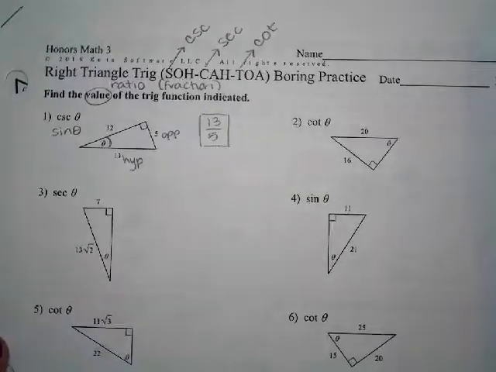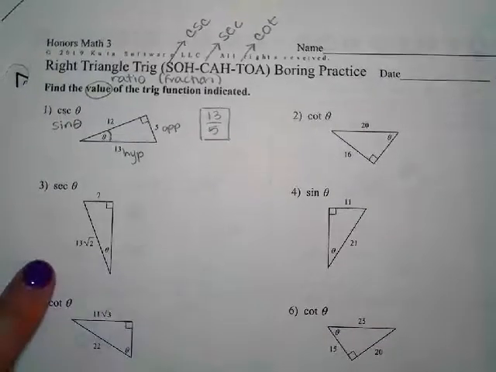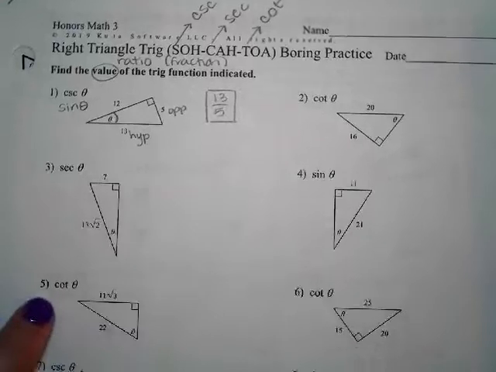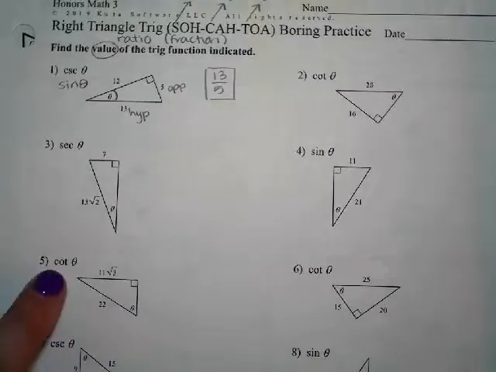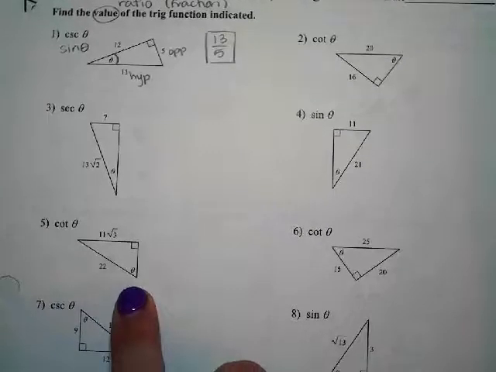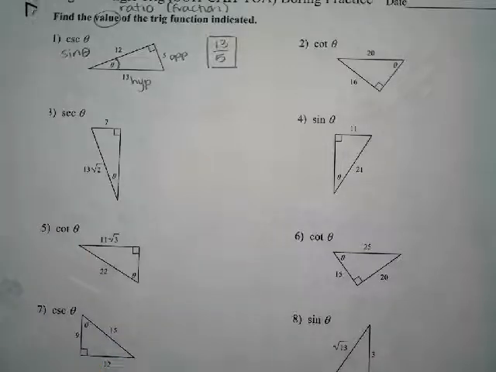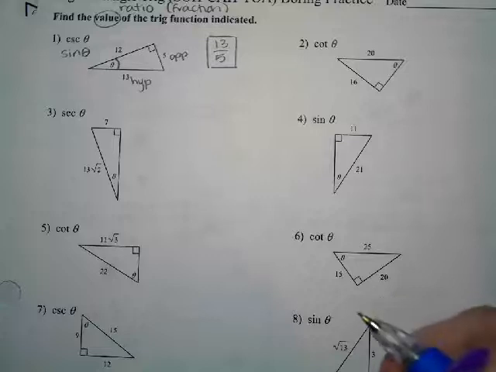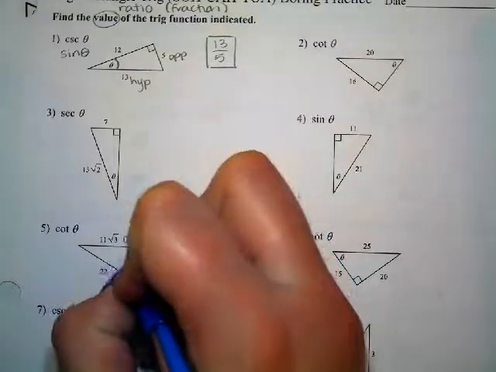Okay, so maybe we could do number 3, we could do maybe number 5. Number 5 could be good because we're probably going to have to reduce and we're going to have a square root in there. Do you guys want to do number 5? Okay, so if we look at this one, cotangent is going to require us to have which sides? Opposite and adjacent, and so what's the opposite side? Eleven root 3 is the opposite side, and then what's the adjacent side? The missing side. Okay, so we are going to need the adjacent side for sure.